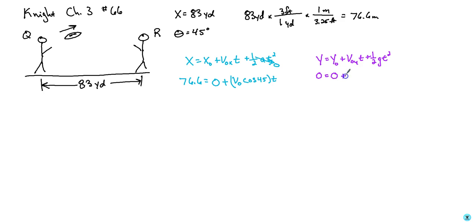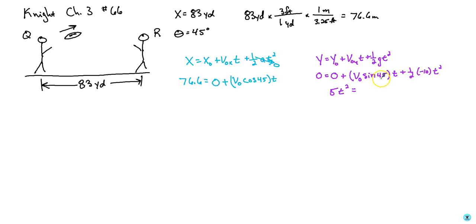Now, v sub o y is the initial speed in the y direction, and that is v sub o times the sine of 45. Then we've got t plus 1/2 times negative 10 t squared. We do a little bit of math. The sine of 45 is 0.707. And 1/2 of negative 10 is negative 5, so bringing it to the other side, we get 5t squared.